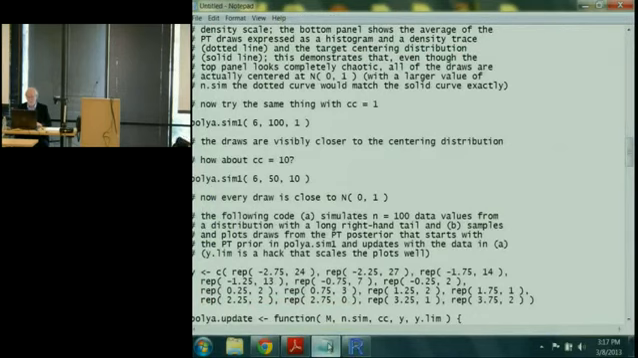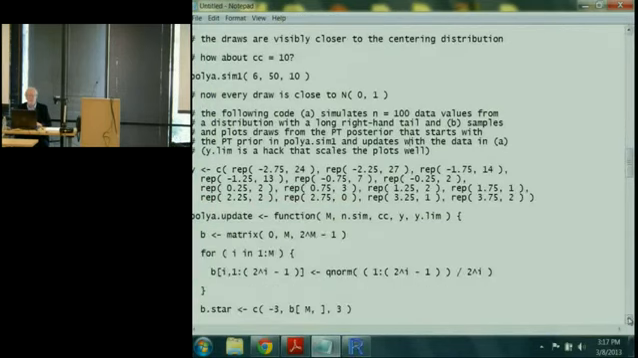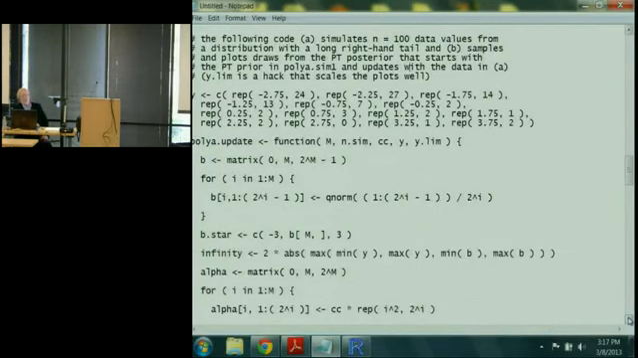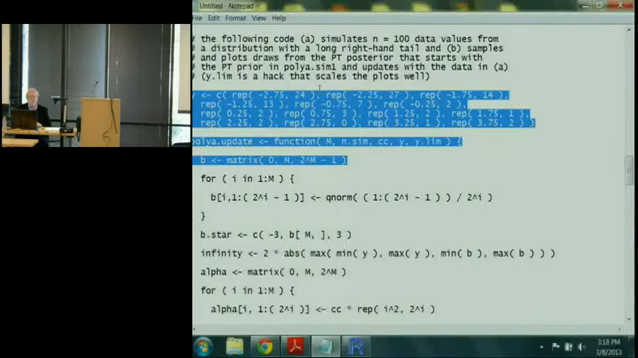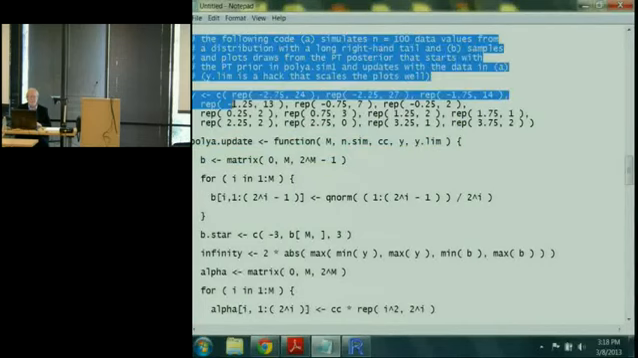Now, let's see about prior to posterior updating. So the following code does two things. It simulates 100 data values from a distribution with a long right-hand tail, and then it samples and plots draws from the Polya tree posterior that starts with the Polya tree prior I just showed you, and then updates with the data in step A. And I wrote the function fairly cleanly, except I had to put in a hack. I added an input parameter called y.lim, which controls the vertical height of the plot to make things look better. If I were doing something smarter, I would have been able to do that without having the user input it. But hey, we all write hacks sometimes, don't we?